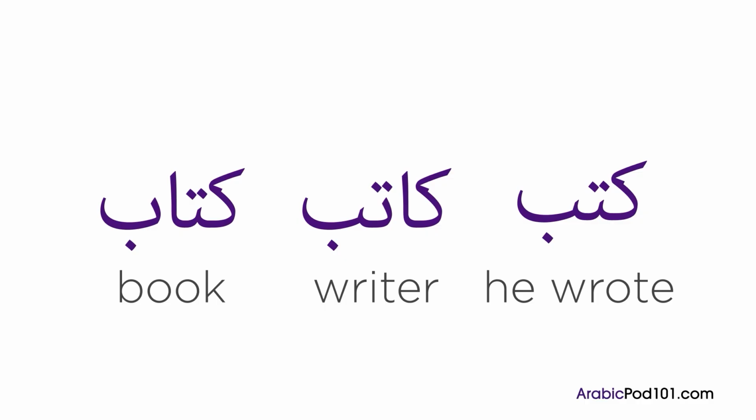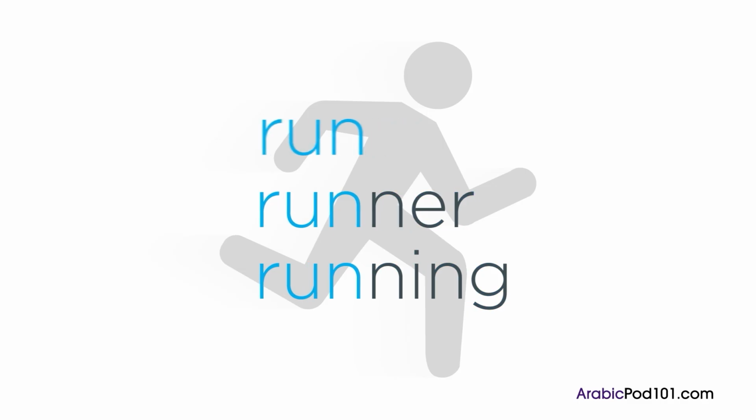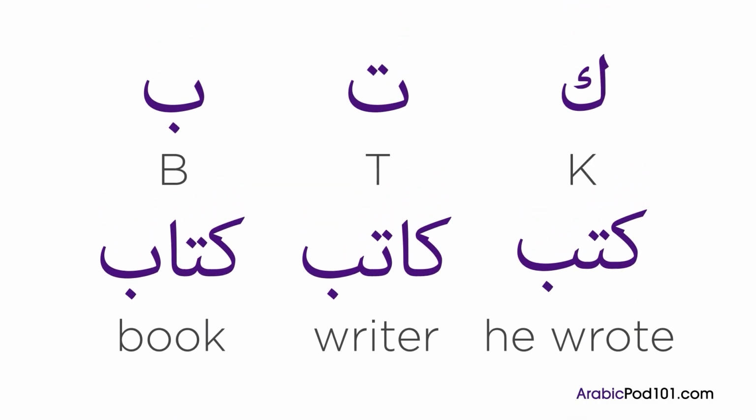To better understand this point, we'll compare it to English. In English, we have many words derived from the same 3 letters. For example, run, runner, and running are all derived from the 3 letters R, U, N, and the 3 words are related to each other. It's the same thing in Arabic. You see the similarity in all of those words, don't you? All of those words come from the same 3 letters.